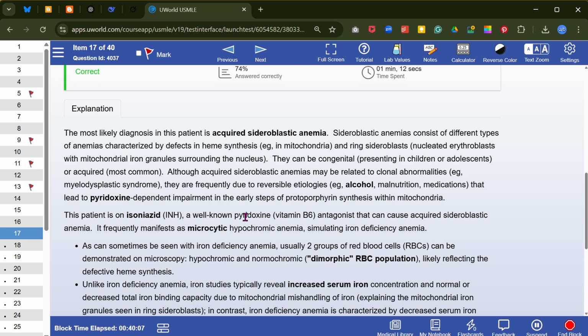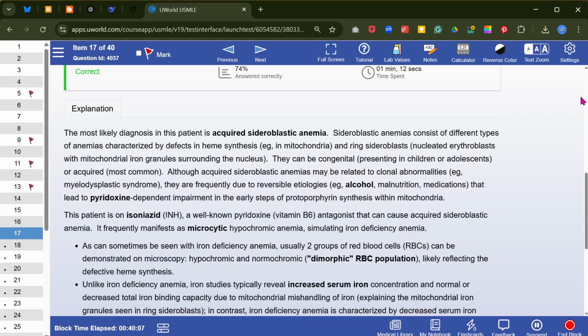Although acquired sideroblastic anemia may be related to clonal abnormalities, such as myelodysplastic syndrome, it is frequently due to reversible etiologies, such as alcohol, malnutrition, and medication, that lead to pyridoxine-dependent impairment in the early steps of protoporphyrin synthesis within the mitochondria. This patient is on isoniazid, a well-known pyridoxine antagonist that can cause acquired sideroblastic anemia.